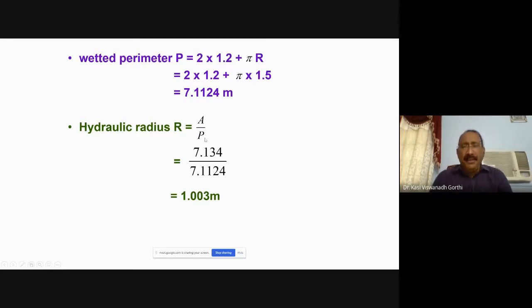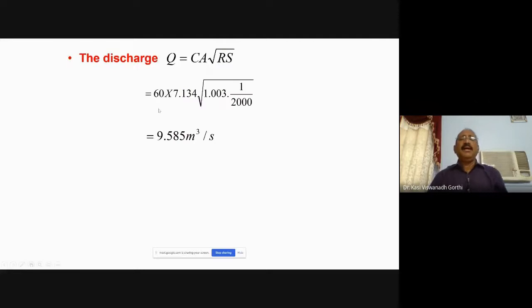Hydraulic radius will be A by P. So 7.134 divided by 7.1124, 1.003 meters is the hydraulic radius. Once you get the value of the hydraulic radius and wetted area, make use of Chezy's formula. Discharge Q is equal to CA square root of RS. Chezy's coefficient C 60, into wetted area 7.134, into hydraulic radius 1.003, into S, which is 1 by 2000 longitudinal.